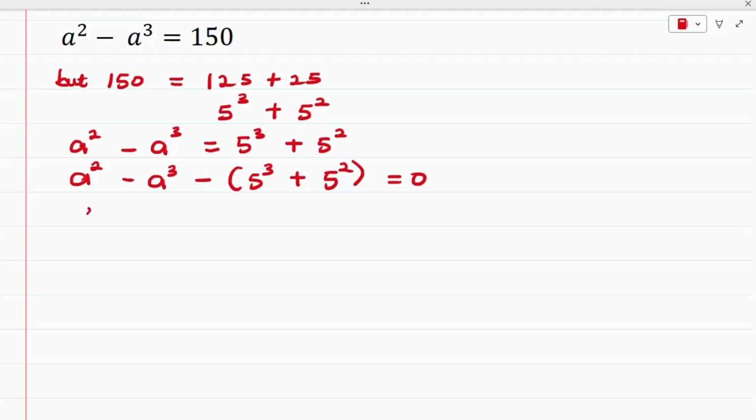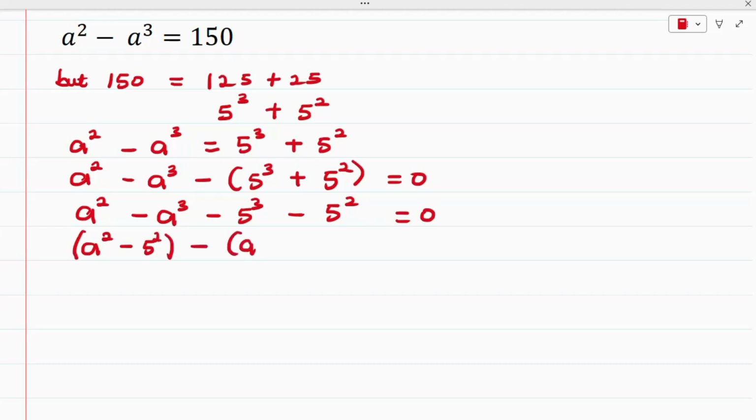Alright, so from here we have a raised to the power of 2 minus a raised to the power of 3 minus 5 raised to the power of 3, minus multiply plus is minus, so minus 5 raised to the power of 2 is equal to 0. Alright, so arranging this, we have a raised to the power of 2 minus 5 raised to the power of 2, this is going to be all square, minus (a raised to the power of 3 plus 5 raised to the power of 3) is equal to 0. Now the reason for this plus is because if we multiply minus by a raised to the power of 3, it will give us minus a raised to the power of 3, and minus times plus is minus, which will give us 5 raised to the power of 3. So we have this right here.